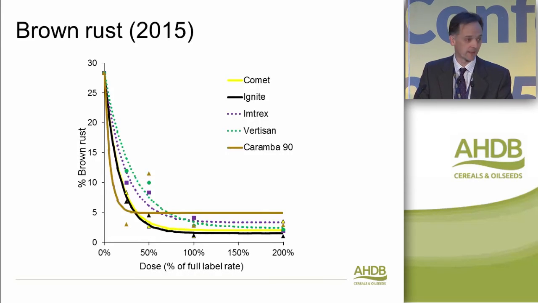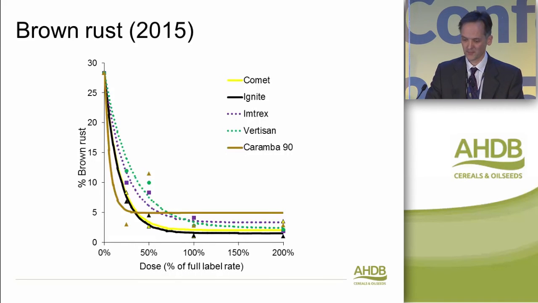Again, Ignite, very, very active on brown rust, a really useful azole when that pathogen is around. Comet, equally very good. The SDHIs are probably more active on brown rust than they are on yellow. And we did include Caramba in there because of the interest in Caramba, given Librax and its arrival in the market. And Caramba, as we saw about 10 years ago when we last tested Caramba on brown rust, doesn't appear to be quite as effective, but it's pretty close in its activity on brown rust to the others.